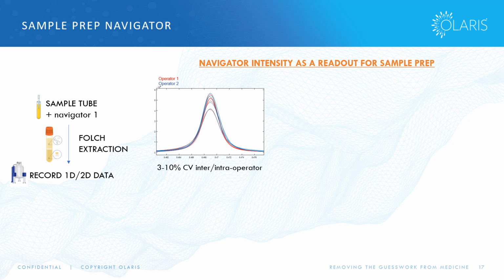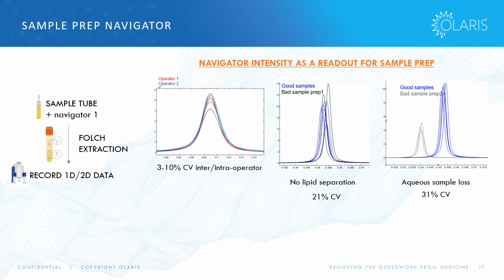So we checked, and if we use different operators or the same operator, many different samples, we have a very low CV%, low variation in the samples in its intensity. So we have 3 to 10%, but if something goes wrong with the preparation, for example, we forget to add chloroform so we don't get lipid separation, or we drop like half of our aqueous phase, which, small Eppendorfs, they have to be open, can happen. Then the CV% dramatically increases.